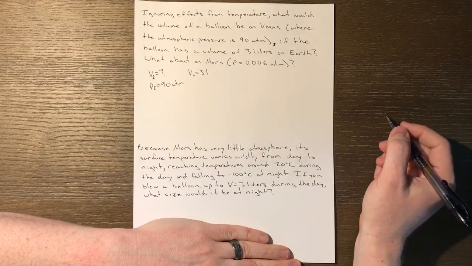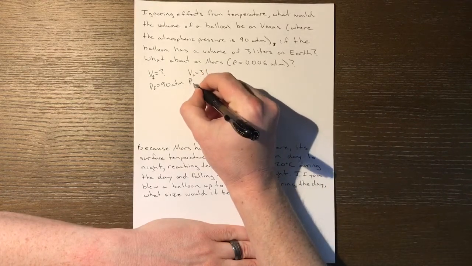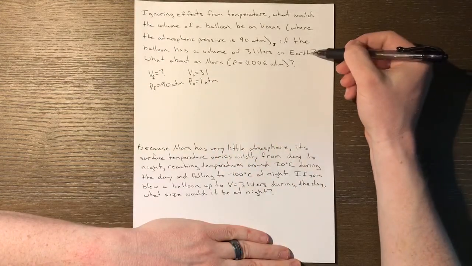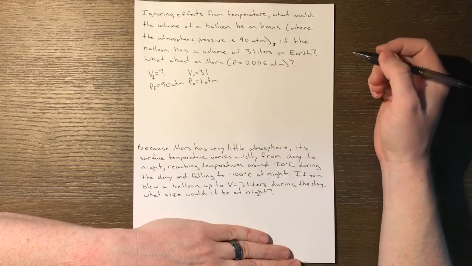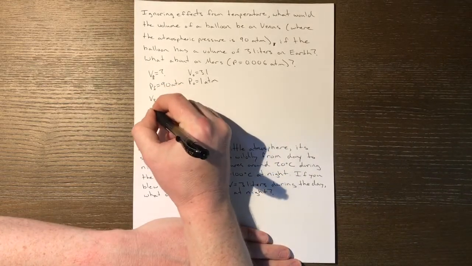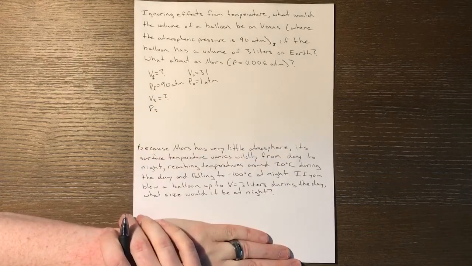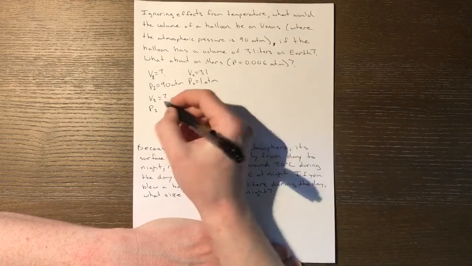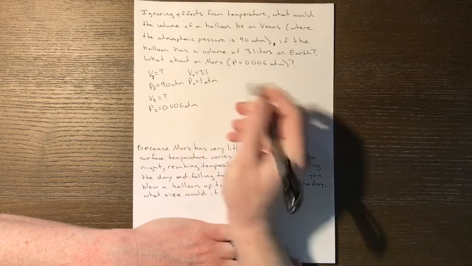And what's the pressure on Earth? How many atmospheres do we have? Just one. The initial pressure is not given, but it's inferred because we are on Earth, where the atmospheric pressure is 1 atmosphere. And then we're going to follow this up, what I'll call a V3 and P3 for Mars. What is going to be the volume on Mars? And the pressure on Mars we know to be 0.006 atmospheres.